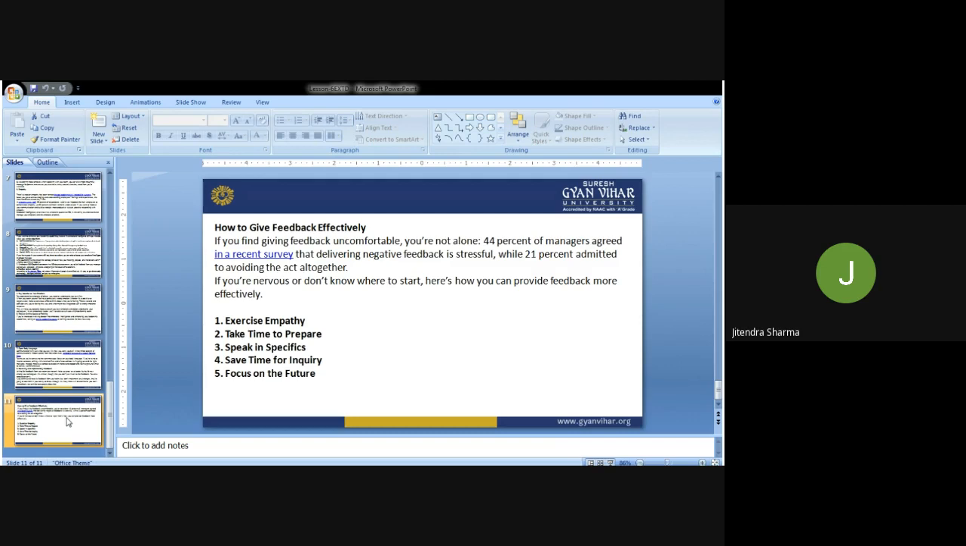Don't unnecessarily discuss things time and again, because unnecessary discussions dilute the impact of your discussion. So it is very important to speak specifically, point by point and consistently, not here and there. You have to be very clear-cut in the specific observations you have about the feedback you have received. Save time for inquiry.